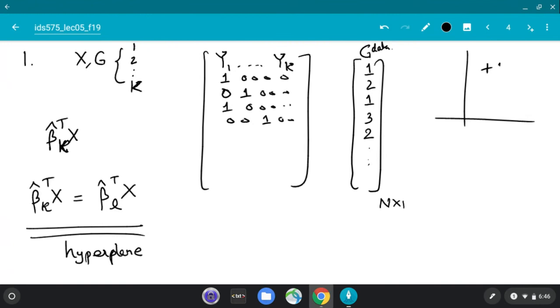If you have, let's say, class 1s and class 2s and class 3s here, the decision boundary between 1s and 2s would be a line in this 2D space. In 1D space it's going to be a point decision boundary, and in higher dimensions, it's going to be a hyperplane.